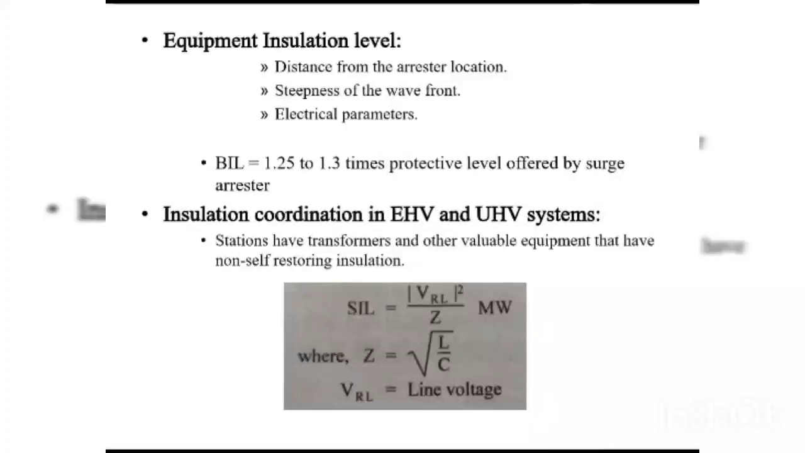The insulation coordination in EHV and UHV systems. The stations have transformers and other valuable equipment that have non-self-restoring insulation. The surge impedance loading is given by the equation SIL equals the modulus of V_RL squared divided by Z, in megawatts, where Z stands for the square root of L divided by C, whereas V_RL is the line voltage.